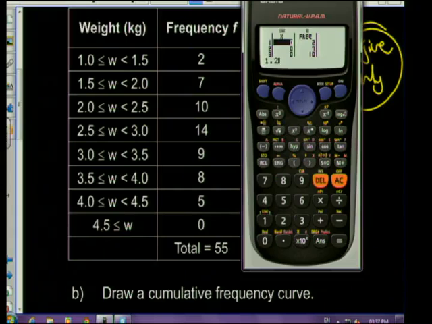For me, I find it much quicker to go all the way down and then move across. So I'm going to type in all the X values. The midpoint of the next interval is 1.75. Once you've calculated a few, you should be able to get there very quickly. Then 2.25.